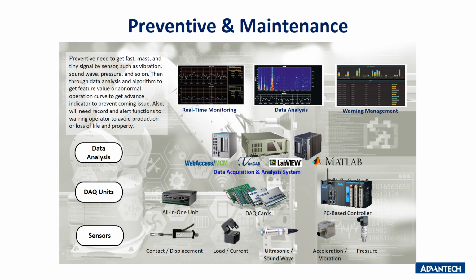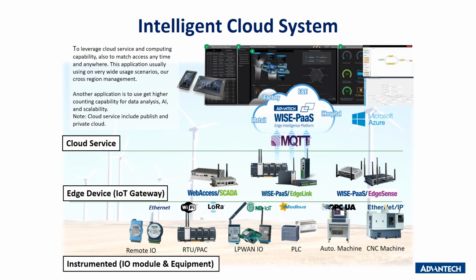Preventive maintenance needs to get fast, mass, and tiny signals by the sensor, such as vibration, sound wave, pressure, and so on. Then through data analysis and algorithms, it gets feature values or abnormal operation curves to get an advance indicator to prevent the coming issue. Also, we need record and alert functions to warn the operator to avoid production or loss of life and property. To leverage cloud service and computing capability, also to match access anytime and anywhere.